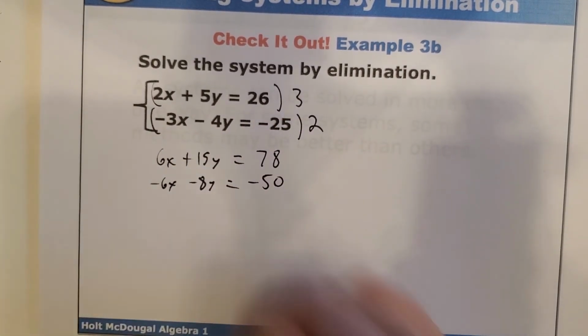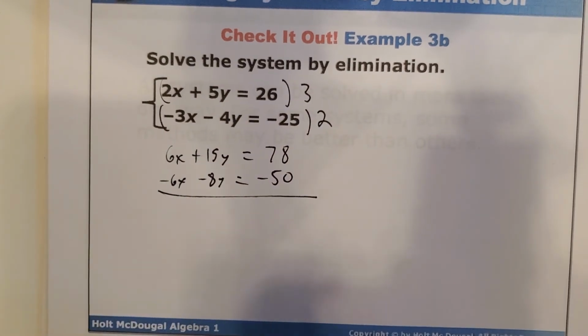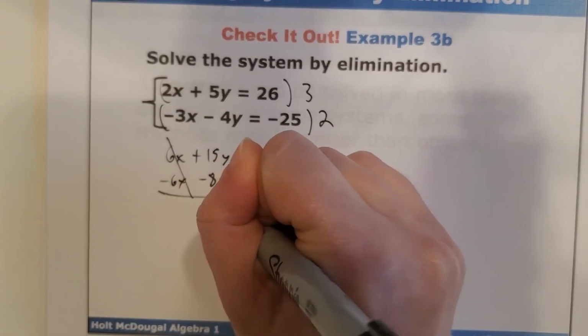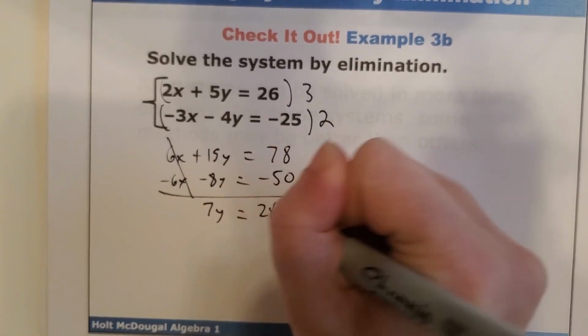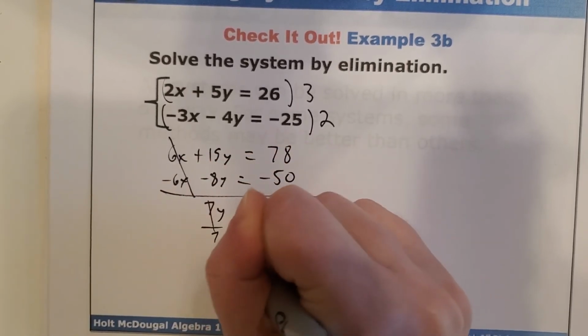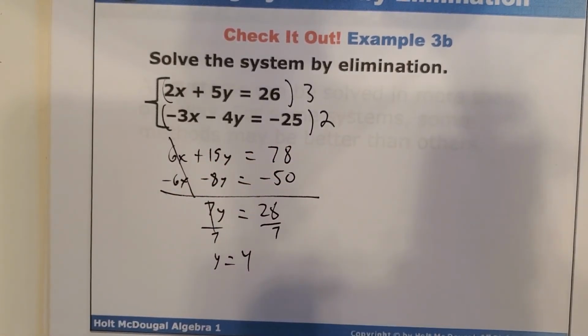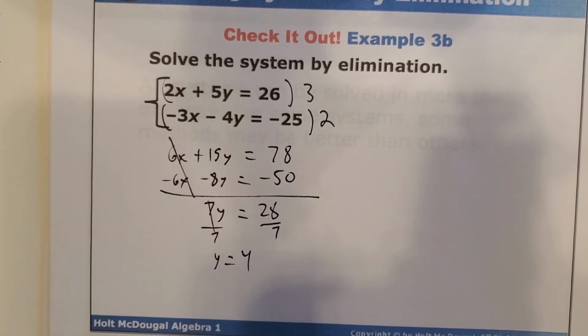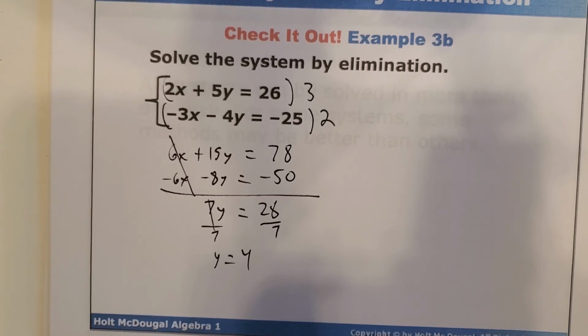Okay. So the x's get eliminated as we expected. 15 minus 8 is 7y, and 78 minus 50 is 28. So I think we solved something like this before. This is 4. Again, the second equation, the numbers are slightly smaller, so that's what I'm going to plug the 4 into. Again, it does not matter. You should get the exact same thing regardless of which equation you plug into.